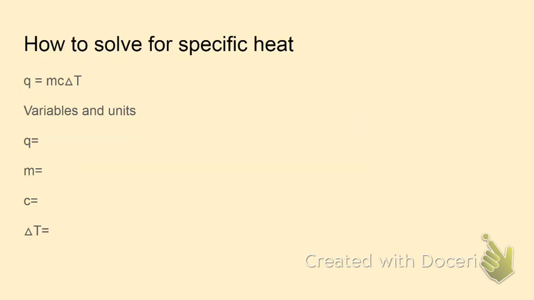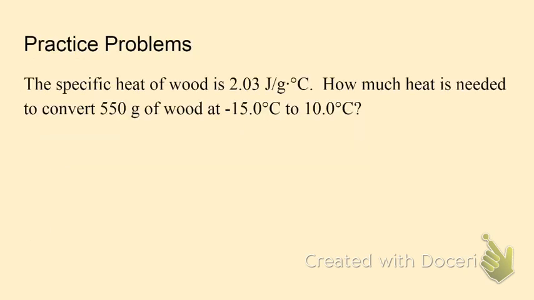All right, so let's do some practice problems. The specific heat of wood is 2.03 joules per gram times degrees Celsius. How much heat is needed to convert 550 grams of wood at negative 15 degrees Celsius to 10 degrees Celsius? So Q equals mc delta T. Q is the heat, and that's what we're looking for. So this is how much heat. Our mass is 550 grams.